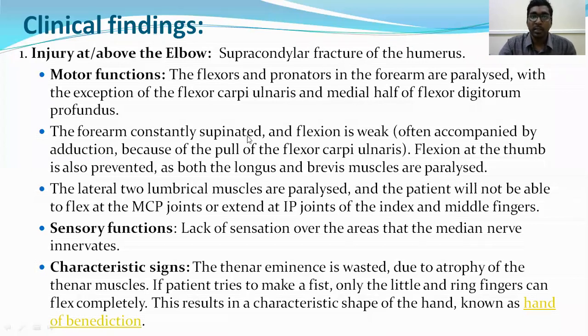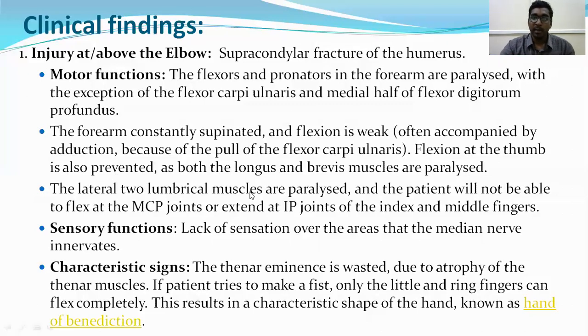The forearm is constantly supinated because the pronator is absent. The pronator teres is paralyzed, the pronator quadratus is paralyzed. The forearm is supinated by the action of supinator and biceps. Wrist flexion is weak, often accompanied by abduction because of the pull of flexor carpi ulnaris. Flexion of the thumb is also prevented because flexor pollicis longus is paralyzed, and both longus and brevis muscles are paralyzed. Longus has its origin here, and flexor pollicis brevis is a thenar muscle.